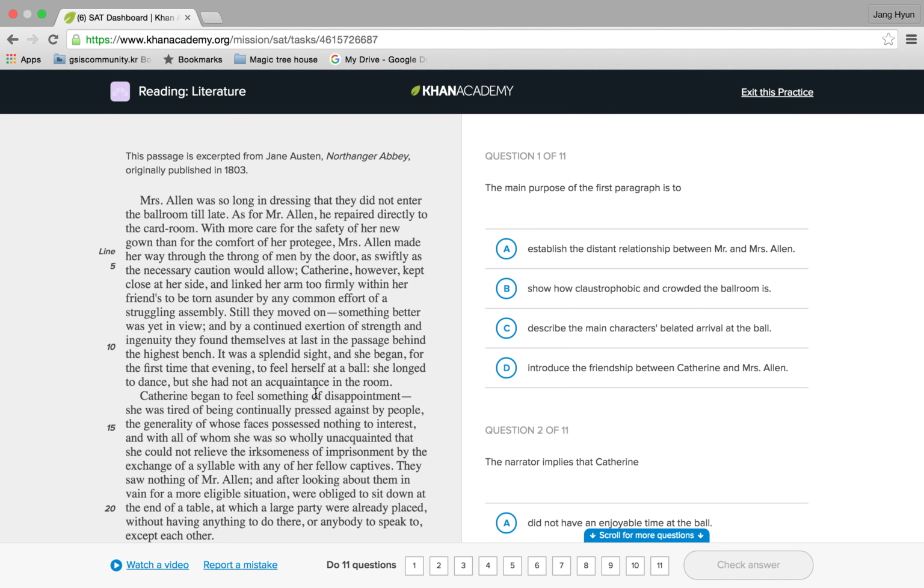She longed to dance, but she had not an acquaintance in the room.